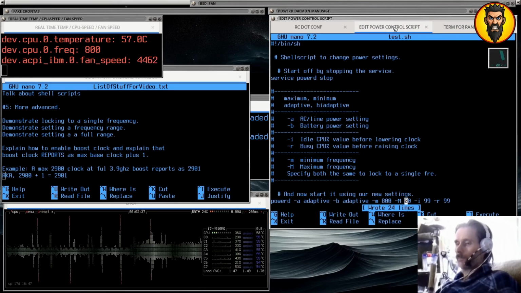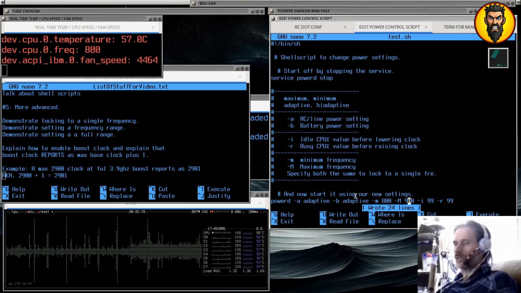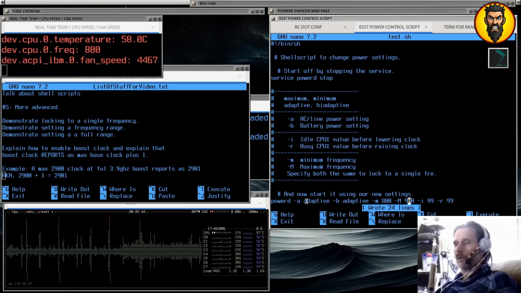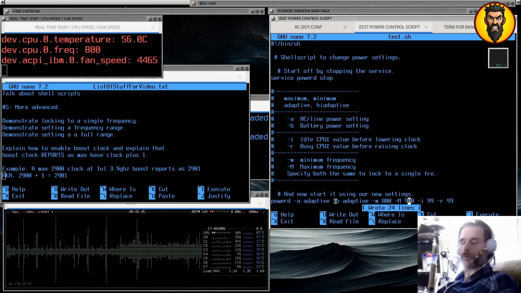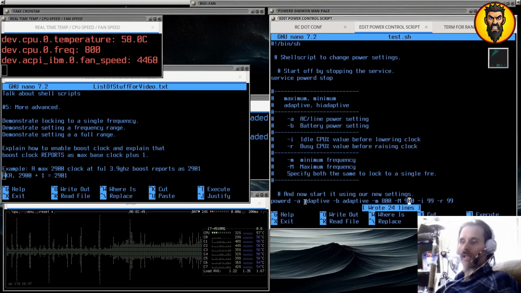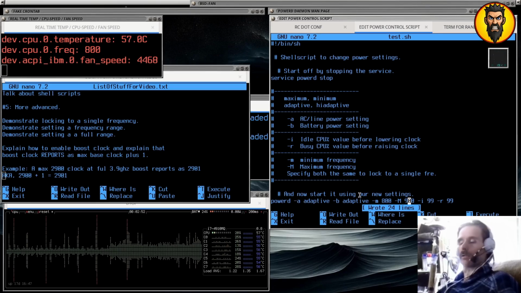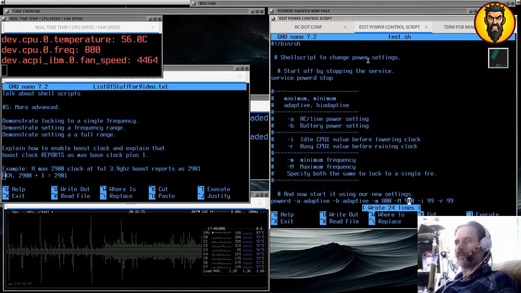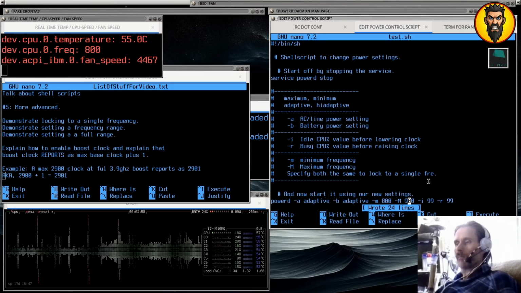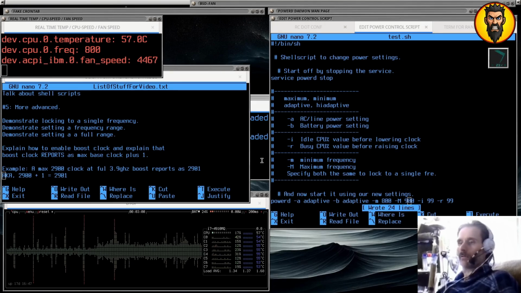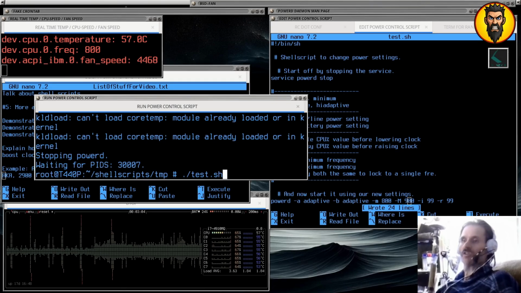So I should explain what these are. What we're doing is both A and B profiles, one's for battery, one's for line power, right? And so you can have an adaptive or high adaptive depending on whatever. This is all set up, it explains it up here. The man page goes into this in more detail, but we're going to set 800 for the minimum, 900 for the maximum. Okay. We're going to restart that.